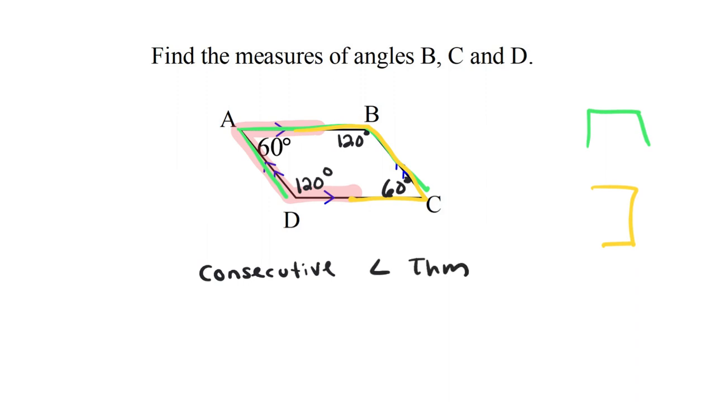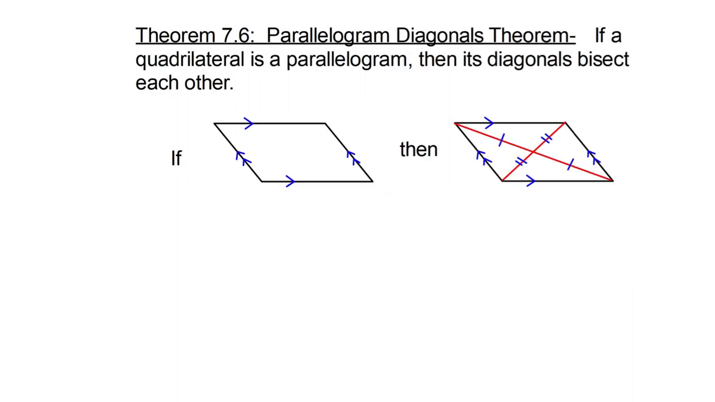You could also technically, once you get one of these figured out, right, once you figured out D, you could use the opposite angle theorem as well to find B and to find C. So there's a couple different ways you'll be able to figure that out.